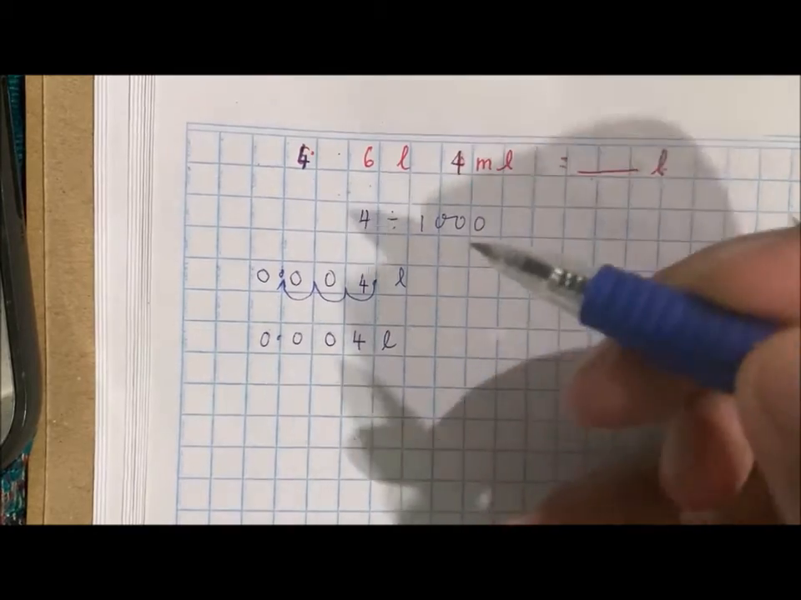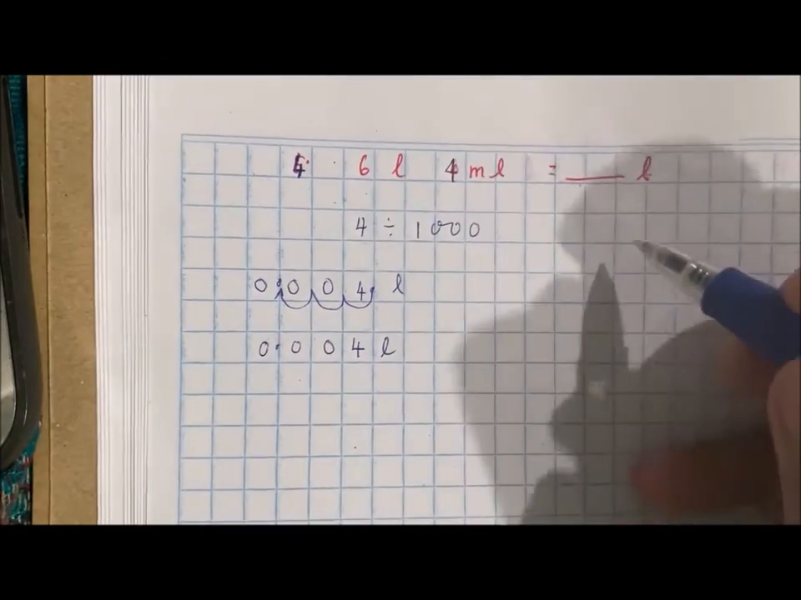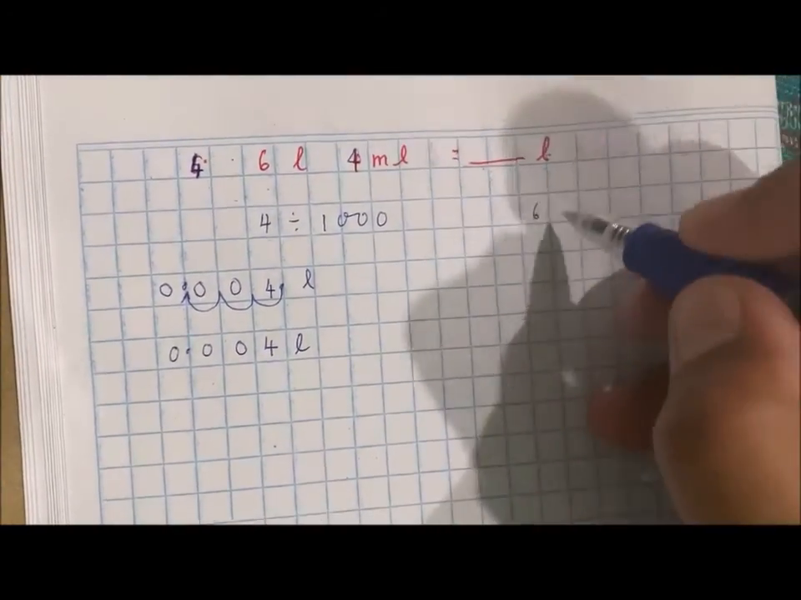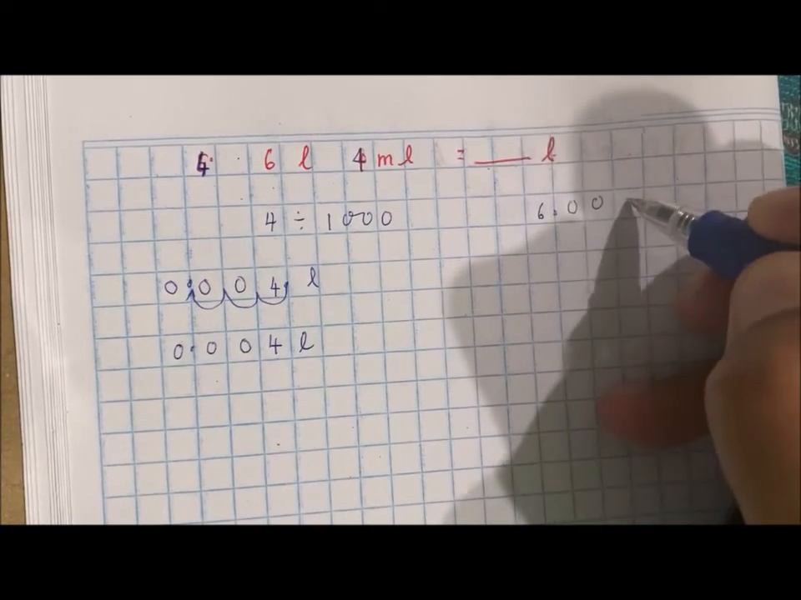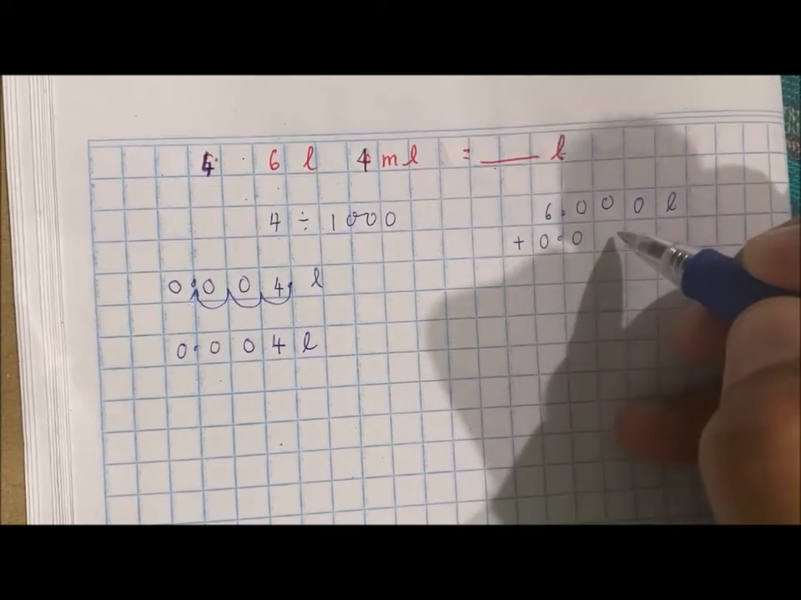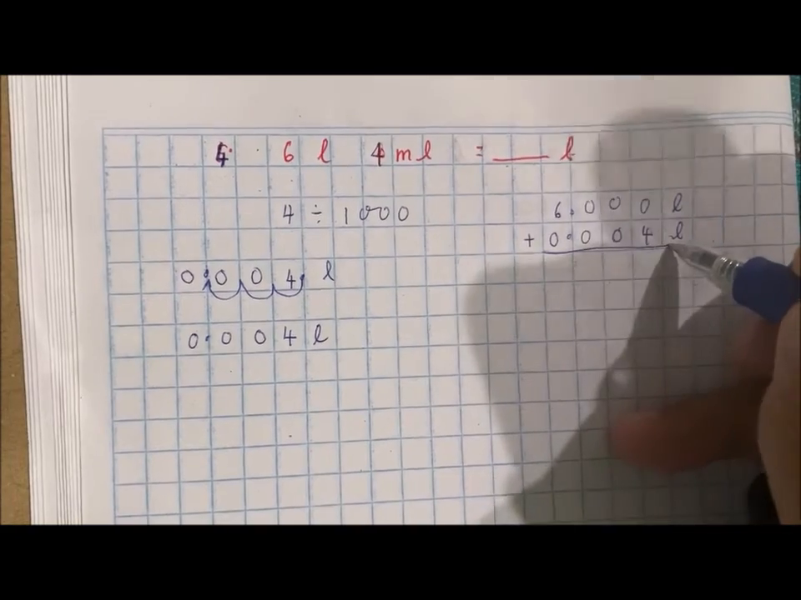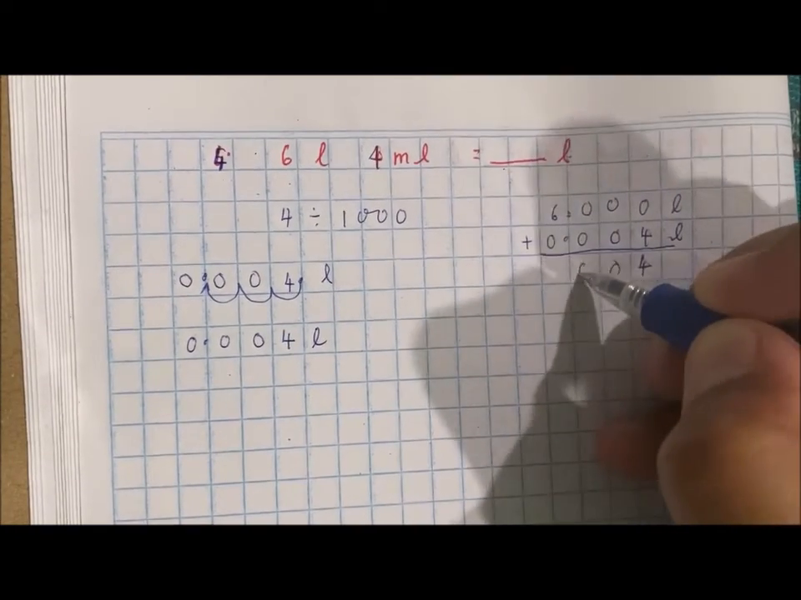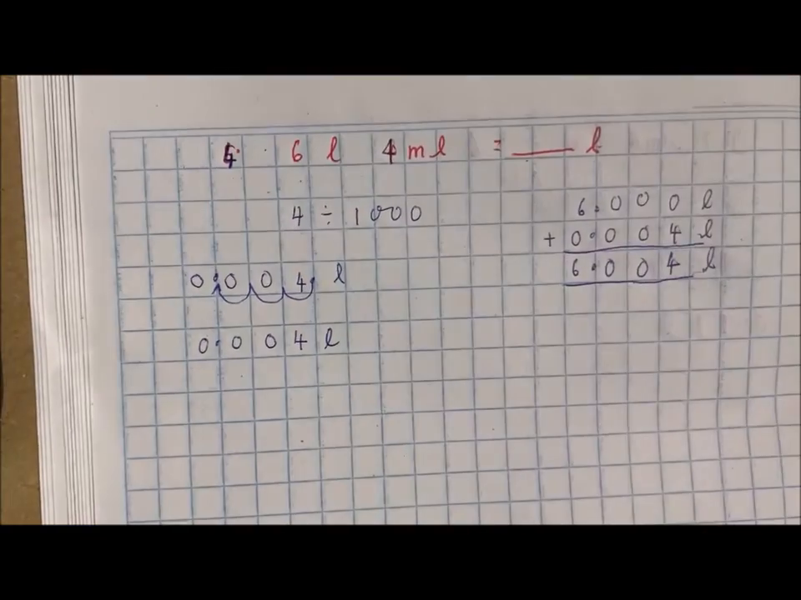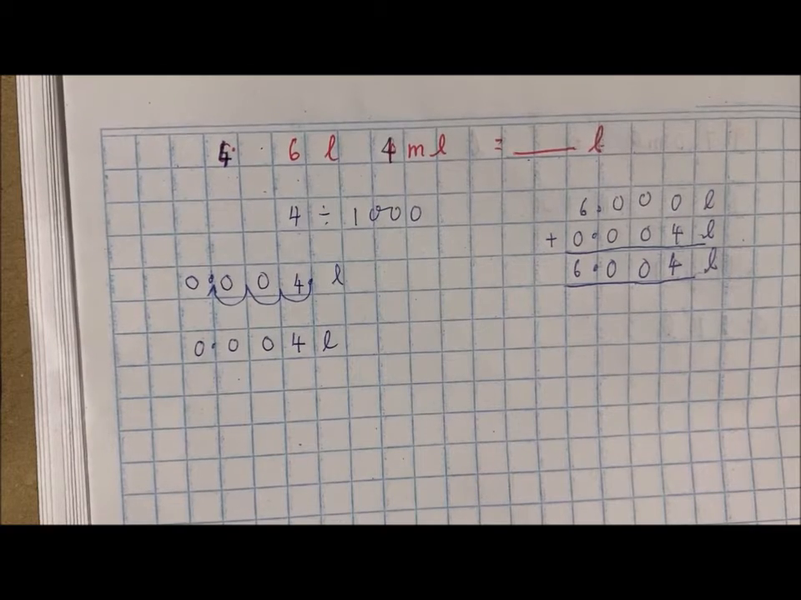So this one you need to plus with 6 liter. 6.000 liter plus with 0.004 liter. For the answer, the point must be straight. When you plus, you will get the answer 6.004 liter.